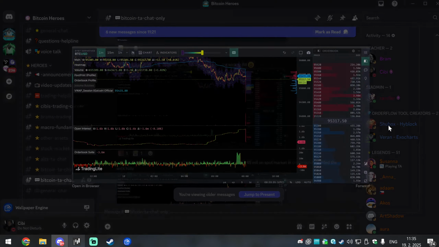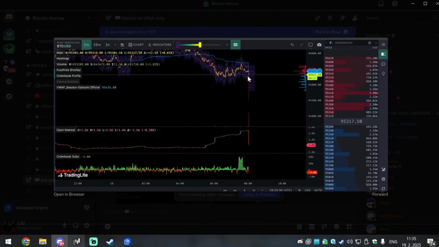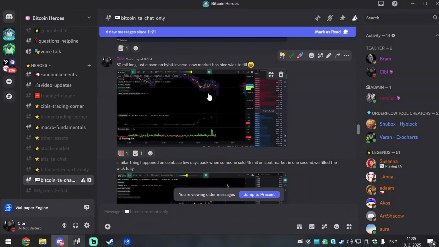First of all, it all started with a 50 million long just closed on inverse. Look at that wick. So the wick was from 95,500 down to 94,500. There is a small rule in the crypto market. If you do such a big wick just on one exchange, there is, I would say, over 70% chance you fill the wick sooner or later.